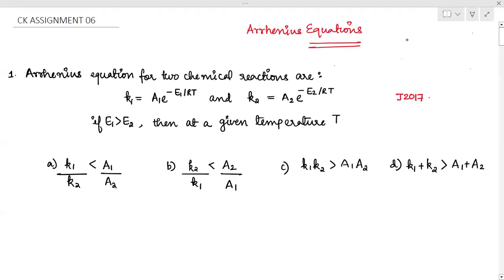Hello, everybody. So today we have another practice set with 10 questions, and these questions are mostly from Arrhenius equations. So let's start. First question, that's a good question.